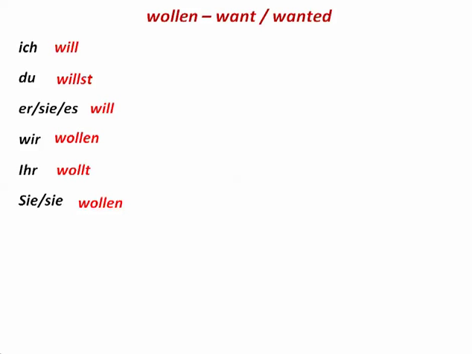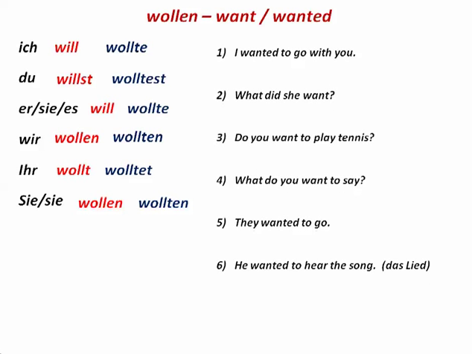So you'll see this as a common thread, not only in the present tense, but also in the past tense as well. So let's look at that past tense. Ich wollte, I wanted. Du wolltest, you wanted. Er wollte, he wanted. Wir wollten, we wanted. Ihr wolltet, you all wanted, or y'all wanted. Sie wollten, they wanted.